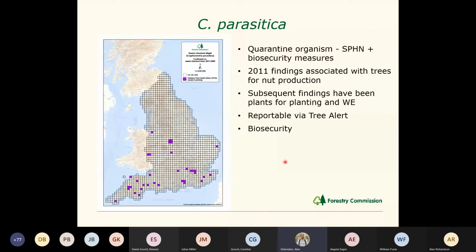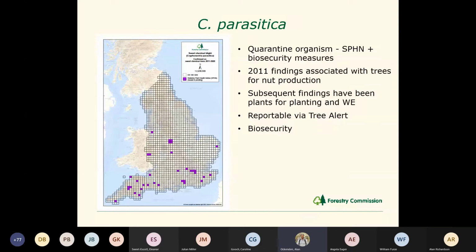So thinking about distribution within England now, the map on the left-hand side is probably familiar to most of you that have dealt with ash dieback, looking at the maps we produced for that over the years. We produce our maps on a 10K grid square basis, and the colours are the infected squares, or squares where we found evidence of chestnut blight. It is a quarantine organism, and as such, like Remorum, there's statutory action associated with that in the shape of statutory plant health notices, and there are also persisting biosecurity measures that surround those notices.